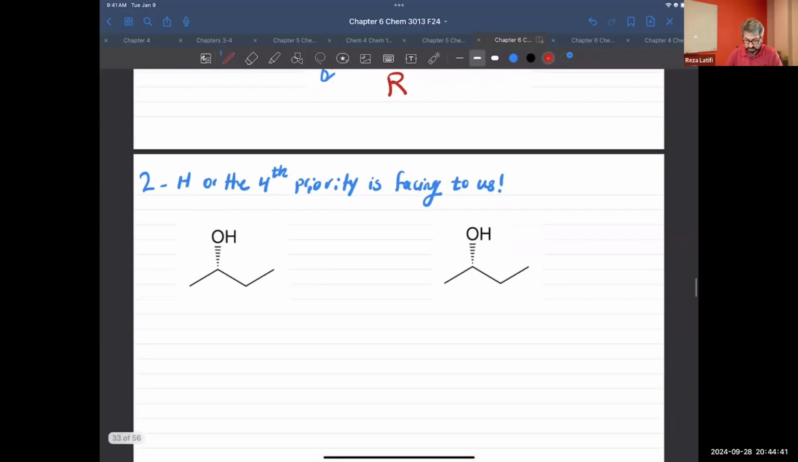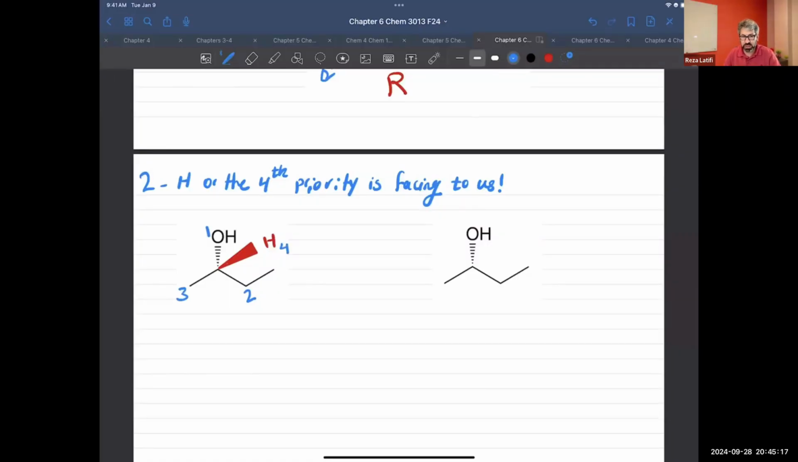Second option, hydrogen or the 4th priority is pointing to us. So it's facing us. And as you see here, OH is back of the molecule. That means I'm going to have hydrogen, and that hydrogen will be facing us. Okay. So I have hydrogen facing us. Now let's assign the priority. This is going to be number 1. Again, this is number 2. That one is number 3. And hydrogen is going to be number 4.